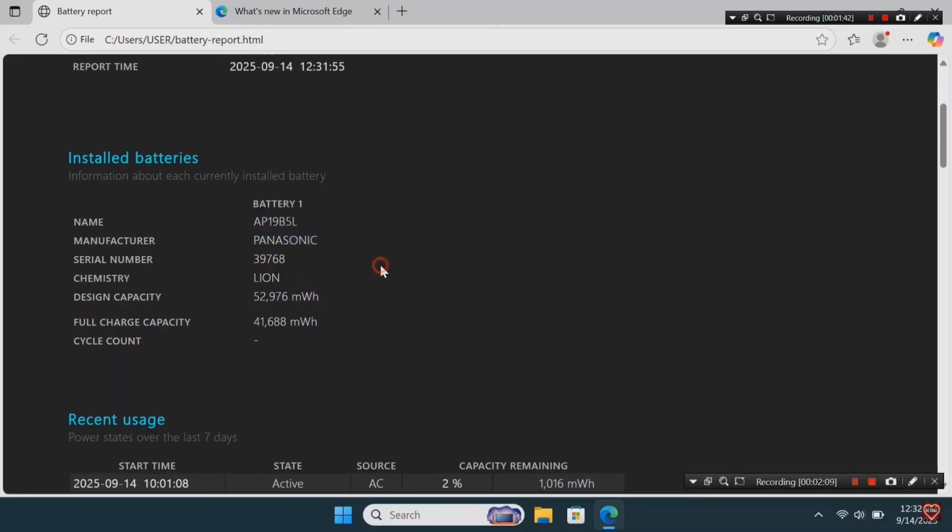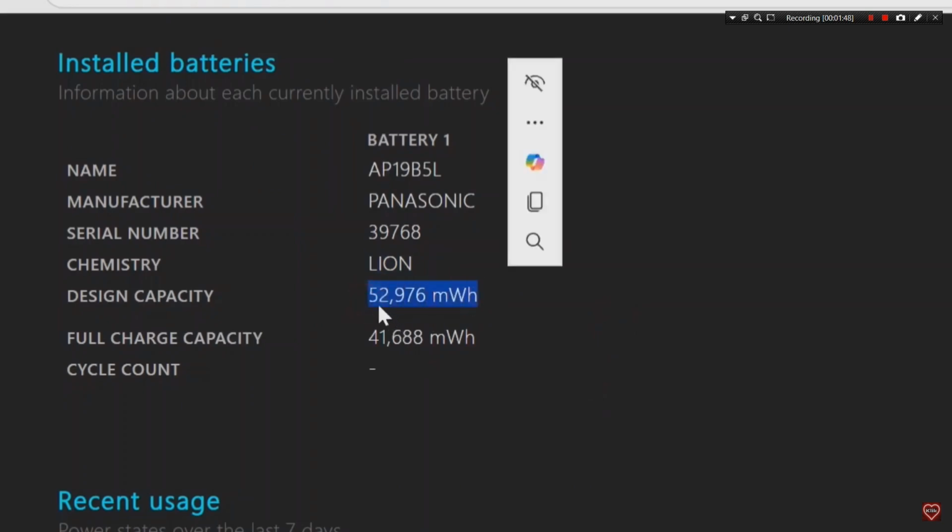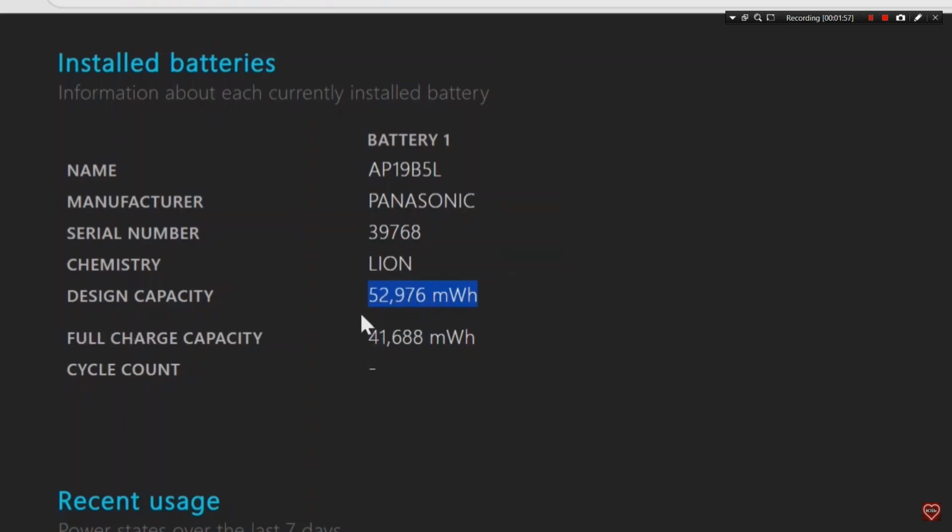Then for the battery information here, what you must pay attention to is the design capacity and full charge capacity. What does this mean? This design capacity means the factory default capacity or battery capacity. The factory default is 52,000 mWh. Since this user has been using it for a year, the battery can only hold a maximum of 40,000 mWh. So it has decreased by 10%, friends.